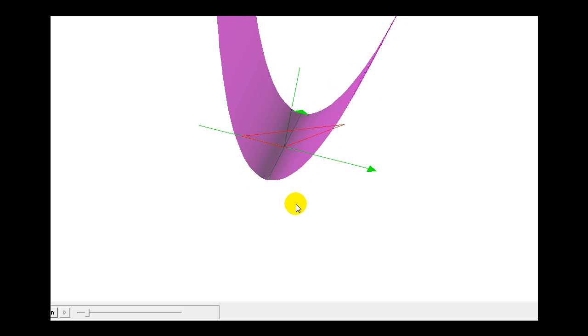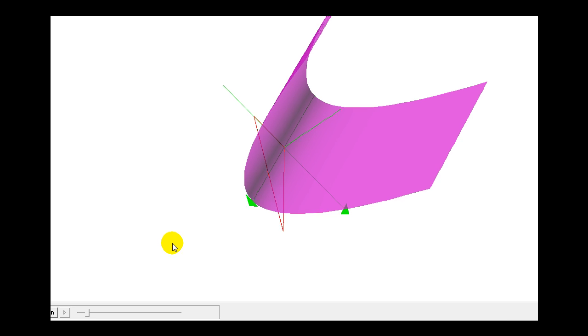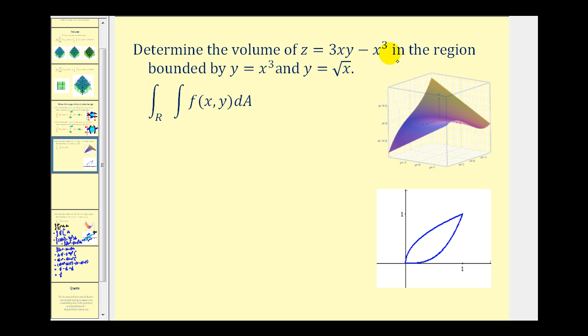Let's go and take a look at another example. Here we have our function, and the region is bounded by y equals x cubed and y equals the square root of x. So the more we know about these functions, the easier it should be. Taking a look at this graph here below, this would be the graph of y equals x cubed, and this piece here would be the graph of y equals the square root of x. Notice the point of intersection would be the point (1, 1). When x is equal to 1, y is equal to 1 for both of these equations.